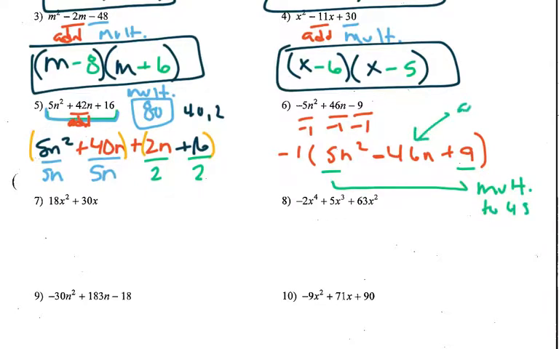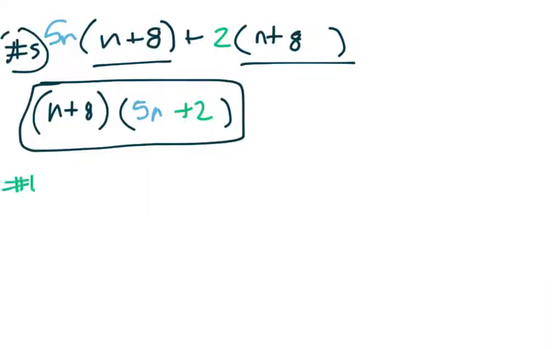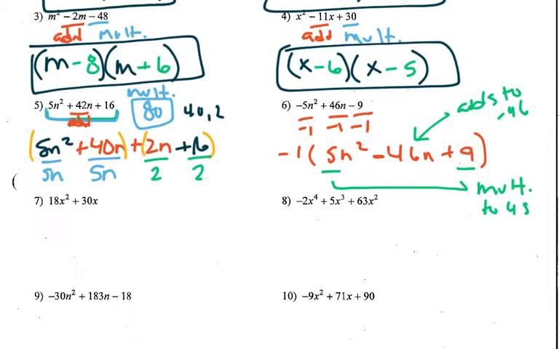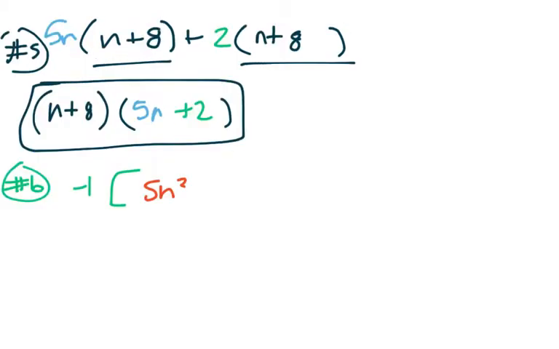but then adds to negative 46. So the only things that are going to work there are negative 45 and negative 1 to multiply to be a positive 45, but then also add to be a negative 46. So officially in number 6, we have a negative 1 way out front, and then if we take the time to rewrite, let's see, 5n squared, and then our middle term is now going to become negative 45n and negative 1n, and then that last term of positive 9.